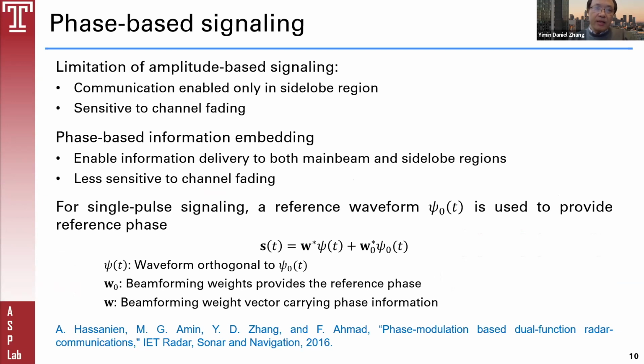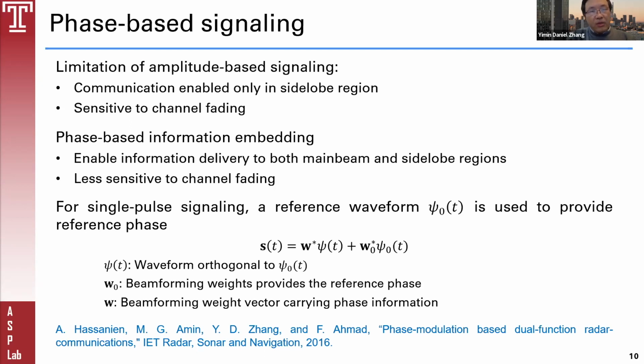When we look at this kind of scheme, one problem is that this is only for side lobe communication, so we cannot communicate in the main lobe of the radar operation. And it will also be sensitive to channel fading because we are using the amplitude. So we can also consider phase-based information embedding, where we carry the information in the phase of the waveform. In this case, we can deliver information in the main lobe beam and also the side lobe regions of the radar operation, and it's less sensitive to channel fading, or say the magnitude variation of the channel.